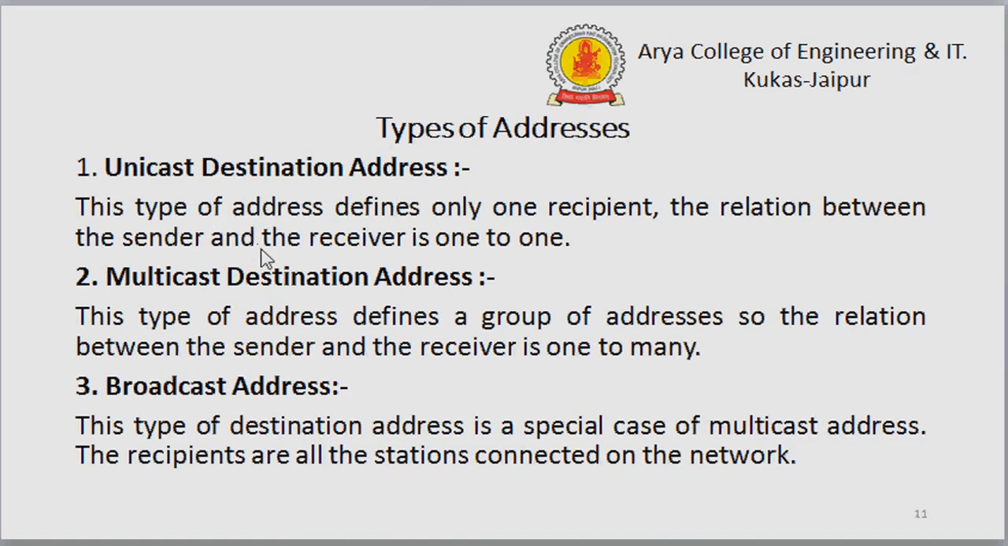Now what are the unicast, multicast and broadcast destination addresses? Unicast destination address: this type of address defines only one recipient, so the relation between the sender and the receiver is one-to-one. Multicast destination address: this type of address defines a group of addresses, so the relation between the sender and the receivers is one-to-many. Broadcast address: this type of address is a special case of multicast address. The recipients are all the stations connected to the network.